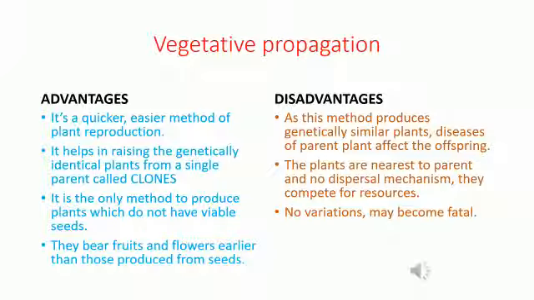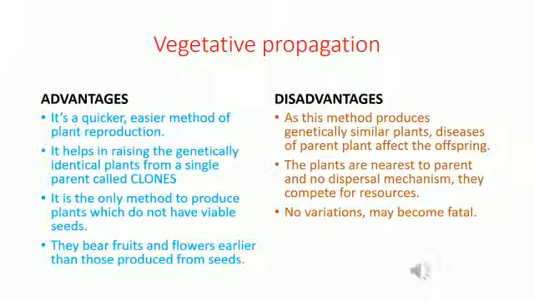Vegetative propagation advantages and disadvantages. So many advantages are there. What are they? It is a quicker, easier and faster method of plant reproduction, and it also helps in raising plants which are identical to the parent plant. So that's why these are called clones.